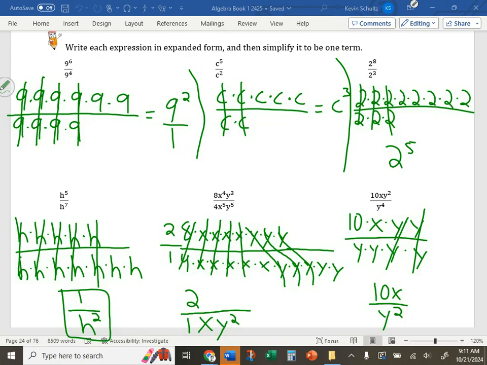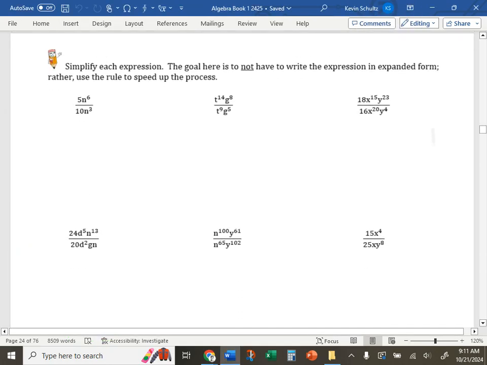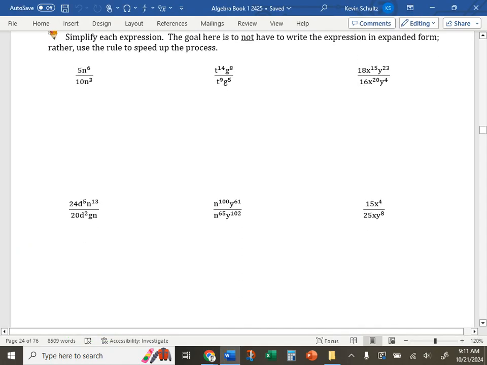Your homework for tomorrow, the second page, here's my gift to you, Spirit of Christmas. You do not have to write these in expanded form. You can just go straight to the rule. Otherwise, we would have been.